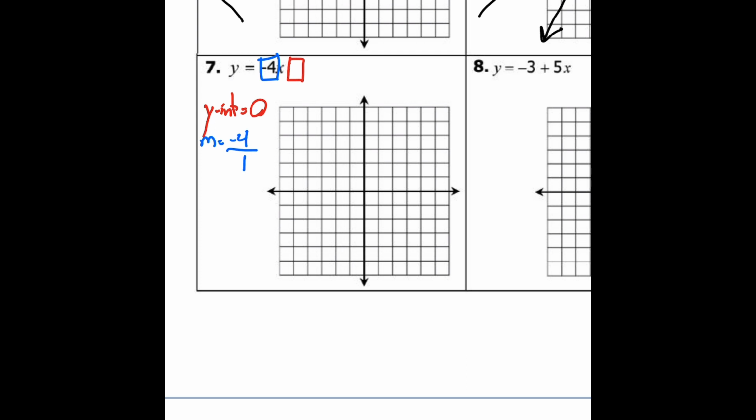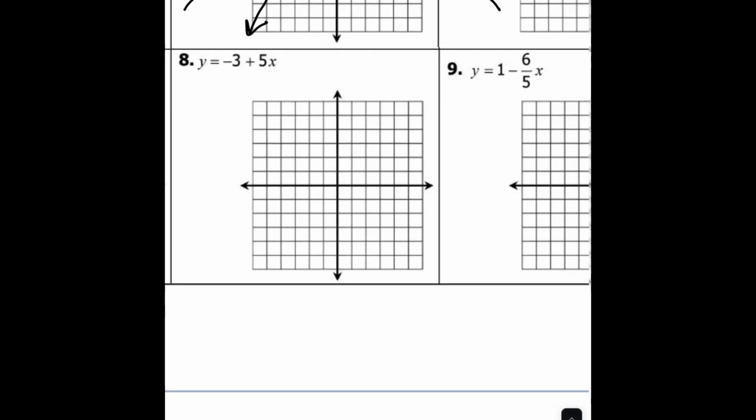Okay, I go to my y-axis and I put a point at 0 right there in the middle. Now I go down 4 and over 1, so I have a negative slope, so my line should be going downhill. So down 4, 1, 2, 3, 4, and over 1 to the right. That makes me have my downhill line. I can go up 4 and 1 to the left. I draw, that's a bad line. Let's try that again. I draw my line going downhill to the left.